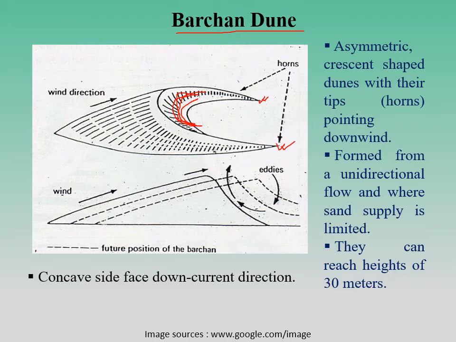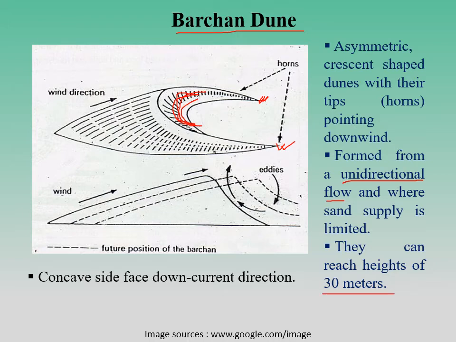Or the flow direction can also be identified by observing the horns, which always face the downwind or downcurrent direction. Now these kinds of dunes, as we already saw in the previous picture, are formed mainly by unidirectional flow with a low amount of sand supply. The height of these kinds of dunes can often reach about 30 meters from the ground surface.